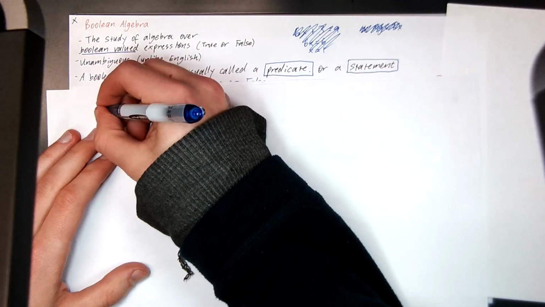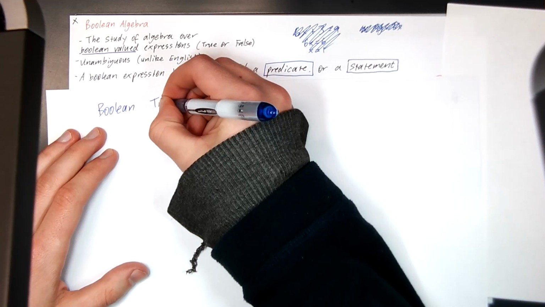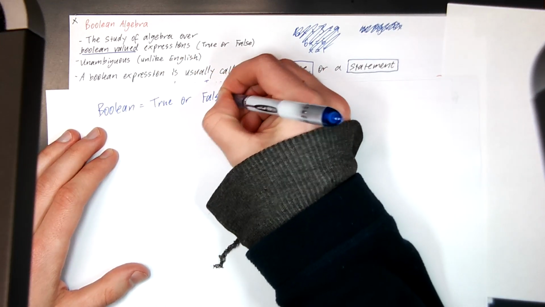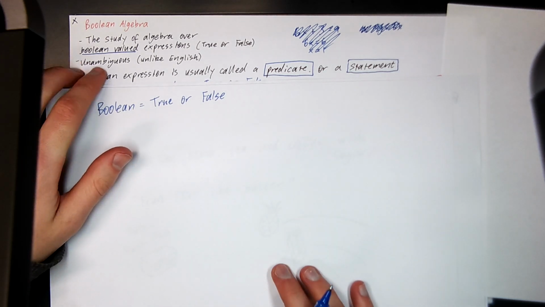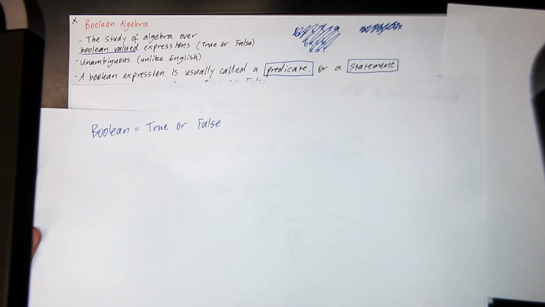So the word Boolean alone means true or false. And we can express statements in Boolean algebra, and a wonderful property of these expressions is that they're unambiguous, unlike plain English, which has plenty of ambiguities. So I want to go through some examples of some ambiguities.